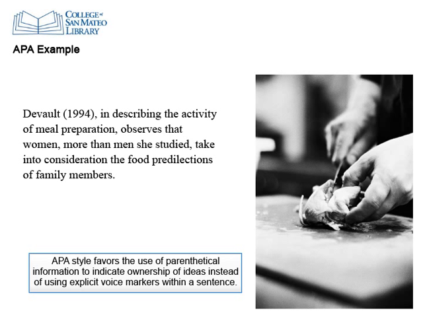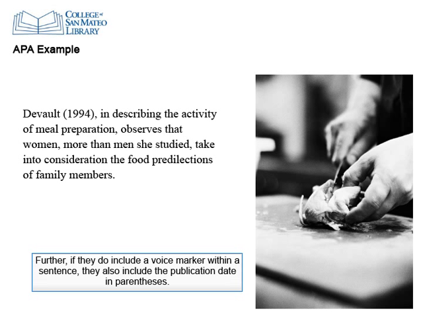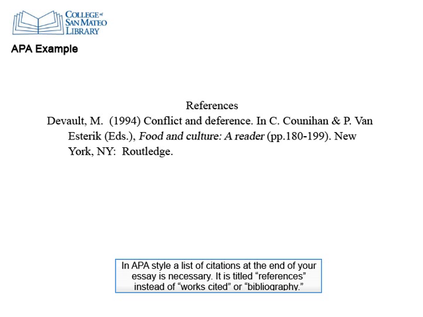APA style favors the use of parenthetical information to indicate ownership of ideas instead of using explicit voice markers within a sentence. Further, if they do include a voice marker within a sentence, they also include the publication date in parentheses. In APA style, a list of citations at the end of your essay is necessary. It is titled References instead of Works Cited or Bibliography.